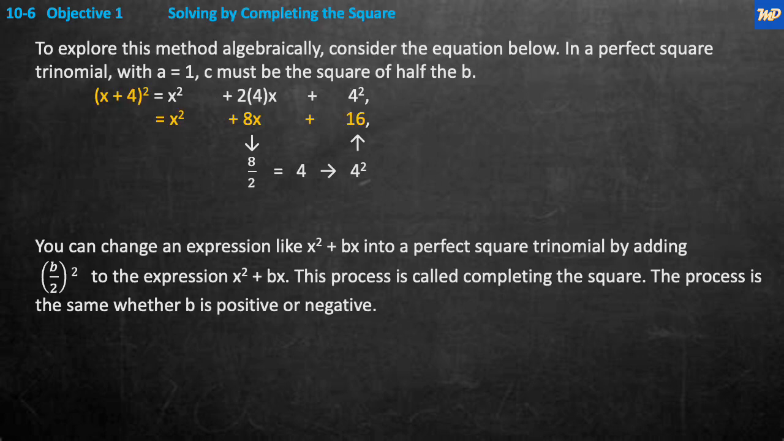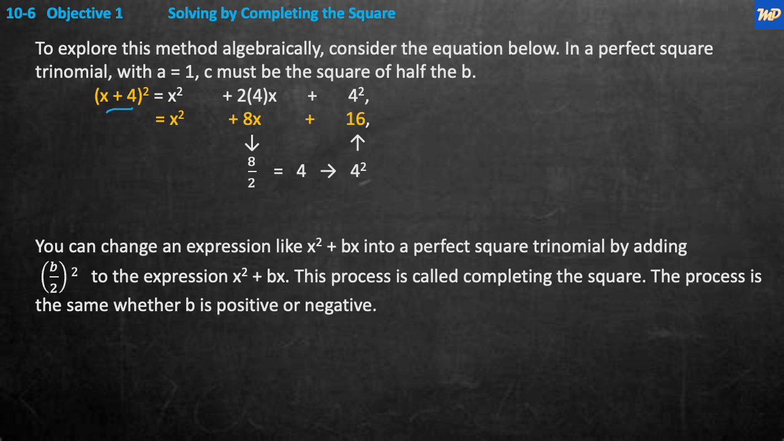Objective 1, solving by completing the square. To explore this method algebraically, consider the equation below. In a perfect square trinomial with a equals 1, c must be the square of half of b. So we look at it. We start off with the binomial term x plus 4, and we square it. So that's our perfect square. When we multiply the terms out, we get a trinomial. You end up with an x squared and 4 squared and 4x's twice. That'll end up being x squared plus 8x plus 16.